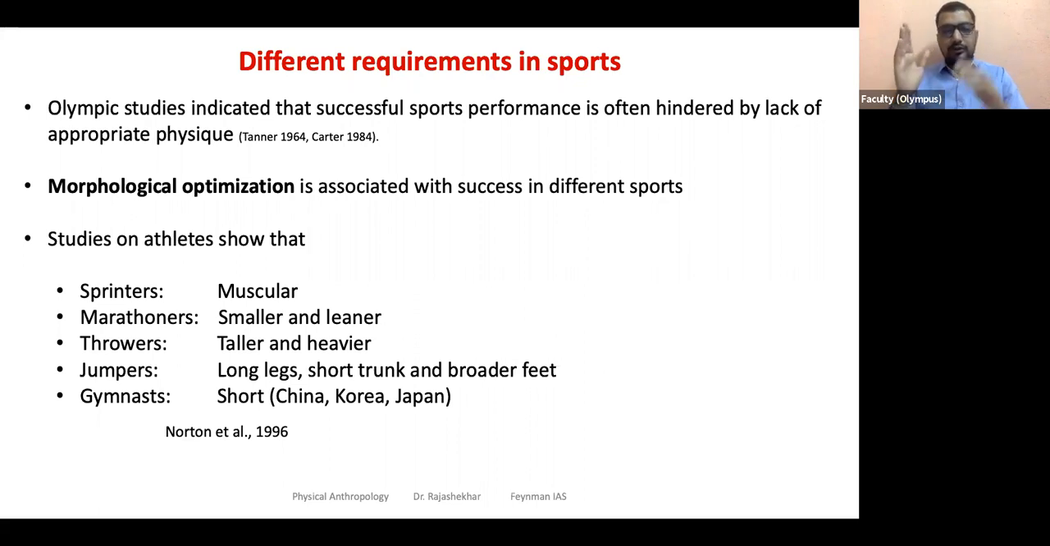Both A and B are trained equally well. But one has a body type which gives him an advantage to perform better. Then definitely person A with a better body build and the same training would have an advantage over the other person B, who has excellent training but not a body that supports that particular type of performance. So they said definitely, I think the initial selection process would be of great help. So morphological optimization is associated with success in different sports.